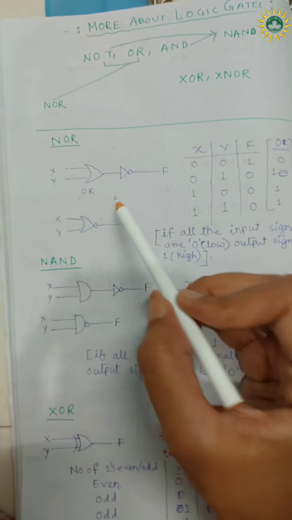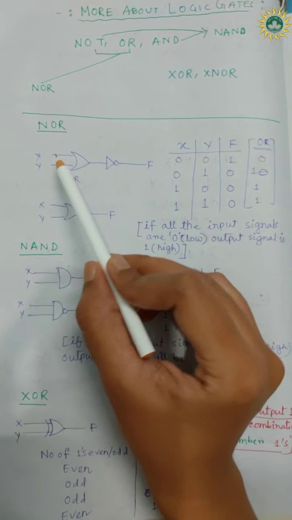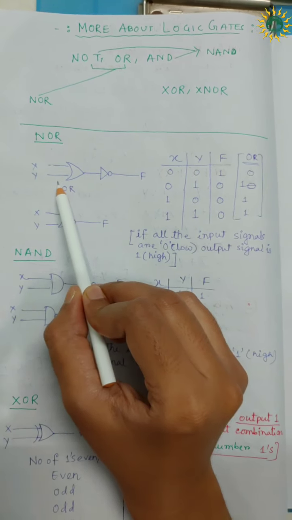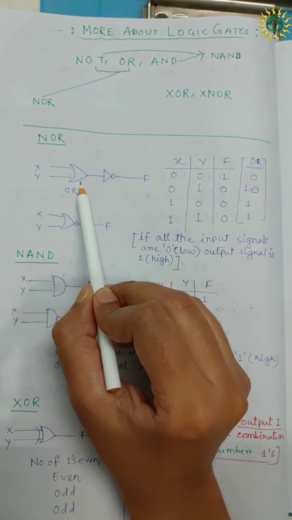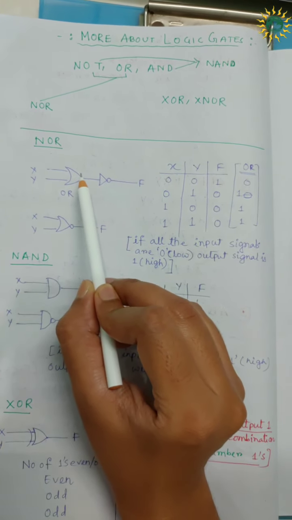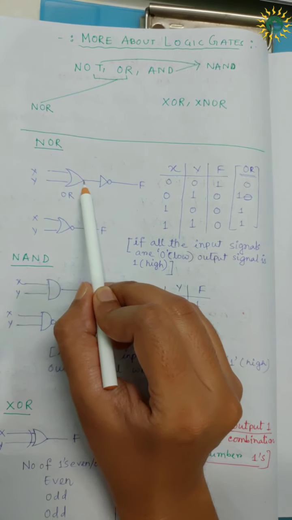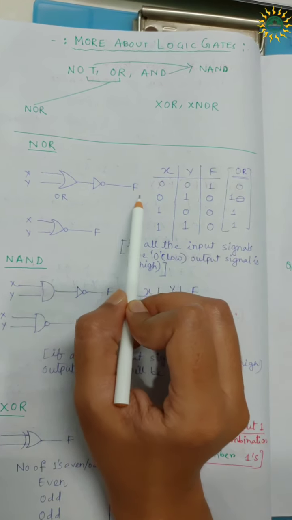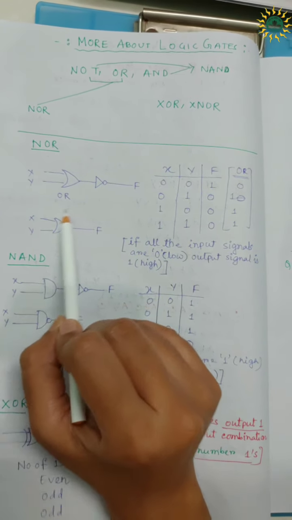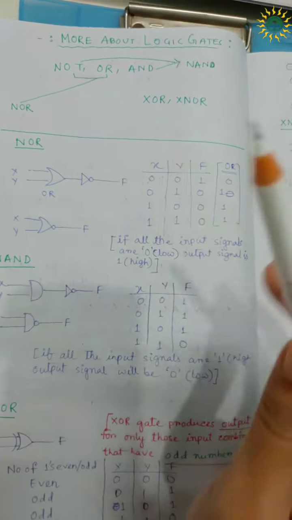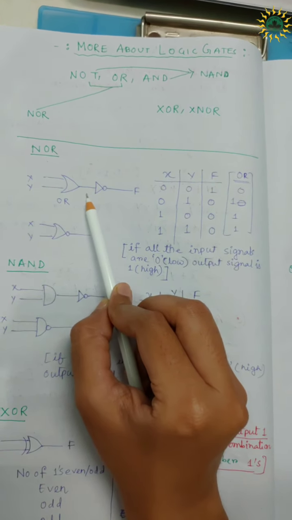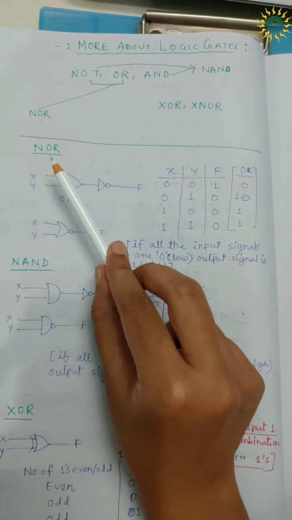Now NOR gate, for this you have X and Y as input, 2 inputs. Now you take the OR gate and you take the output of the OR gate and you push that through the NOT gate and get the output, that is called the NOR output. So the NOR gate actually looks like this. You pass the output of the OR gate through the NOT gate and you get the NOR gate's output.